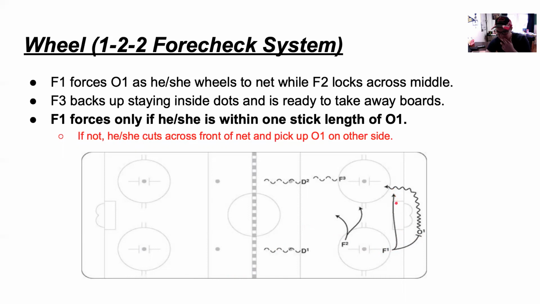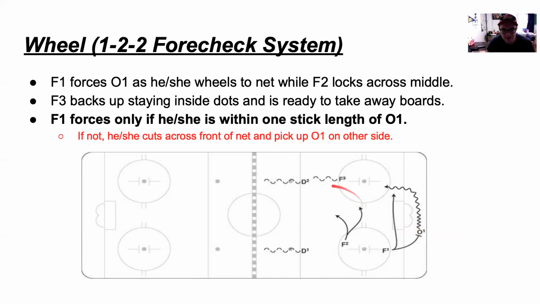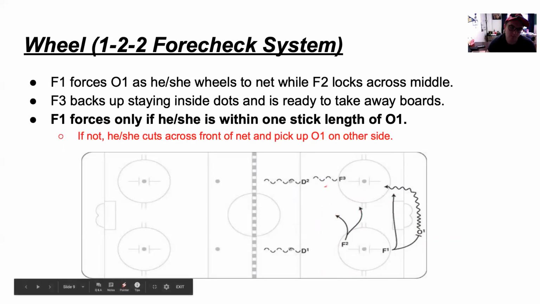So usually it just depends on the situation. So you could either do it anyway. If O1 you see is going to move and make that pass, F1's going to want to come over here. If we see O1's being a little slow, F1's got to pressure up here. Then F3 is going to stay inside the dots, and they're going to take away the boards, so that way the pass isn't made. And then F2 is going to cross, so if that pass is being made here, then the center can't get that puck. So that way F2 is making pressure in here.